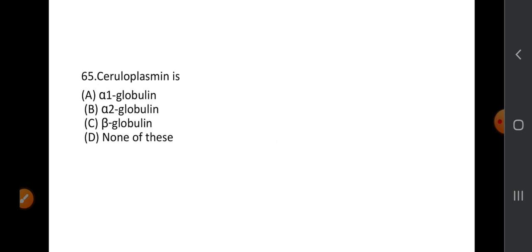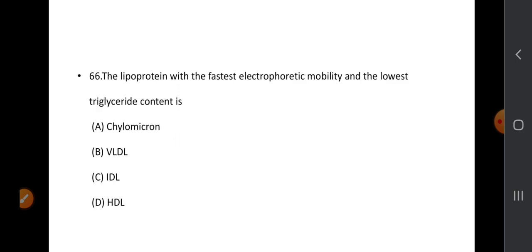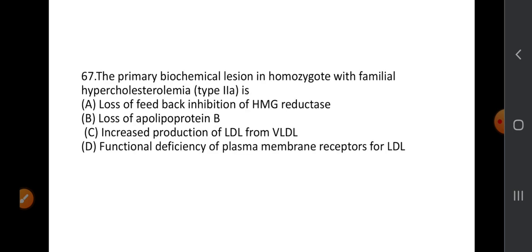The 65th question is, ceruloplasmin is. Options are, is it an alpha 1, alpha 2, beta globulin, or none of these? The 66th question, the lipoprotein with the fastest electrophoretic mobility and the lowest triglyceride content is. So they're asking for good cholesterol, okay? Good cholesterol's component. The 67th question, the primary biochemical lesion in a homozygote with familial hypercholesterolemia type 2A is.